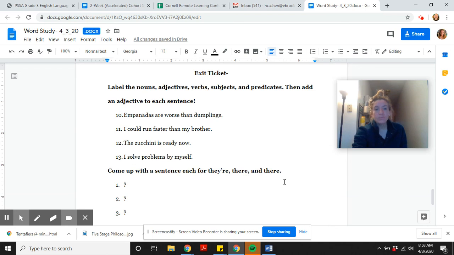All right, team. This is where you should pause the video. This is your exit ticket. So you are labeling all the parts of speech. Remember, a subject is also a noun and a predicate is also a verb. So some of your words are going to have two labels on them. Then when you're done labeling, you can add an adjective to each sentence, but make sure that the adjective describes not the verb, but the noun. Then you're going to come up with a sentence each for they're, their, and there.